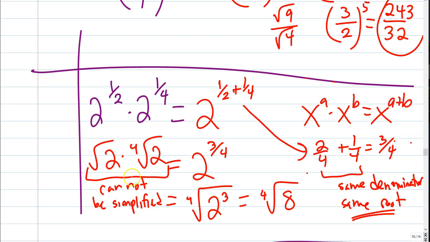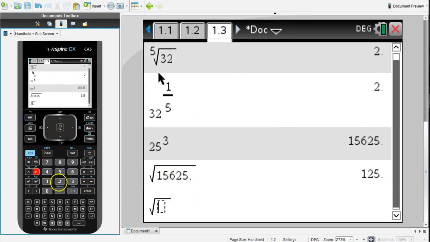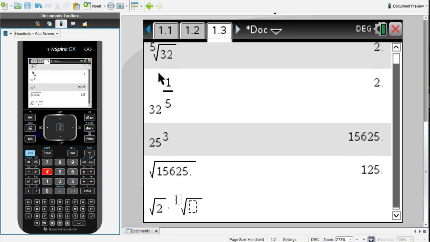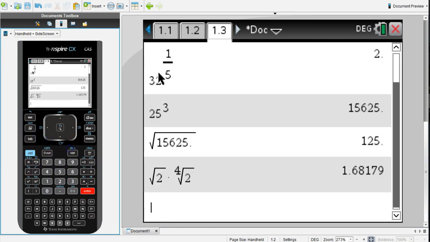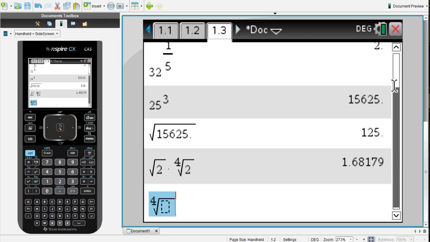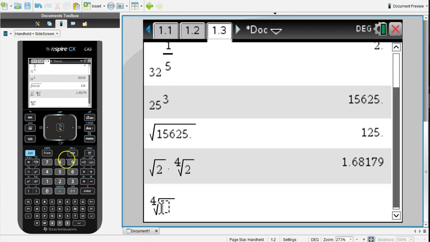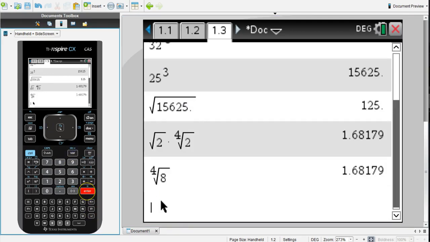But you don't have to just believe me. I can do the square root of 2 times the 4th root of 2. Let's look real quick. The square root of 2 times, what was it, the 4th root of 2? Oh, ain't that pretty? And at the end we said that was the same thing as what? The 4th root of, I don't remember, was it 16? 8. I'm going to get myself in trouble. So the 4th root of 8. And those are the same answer.